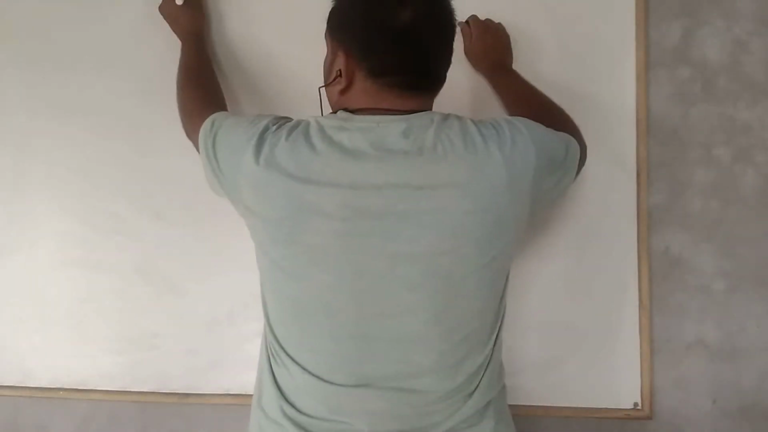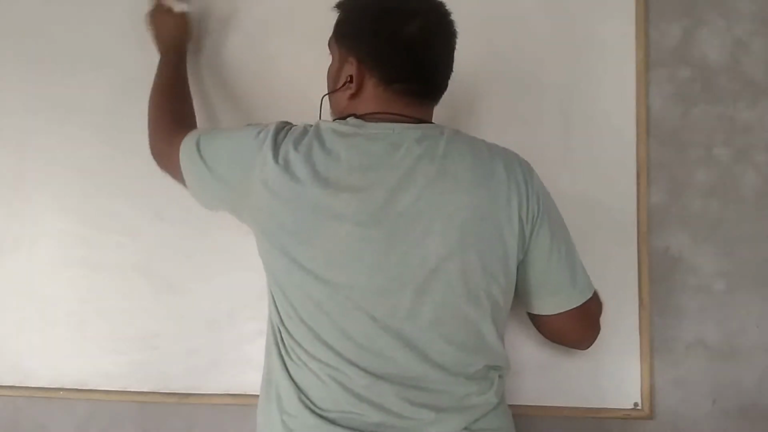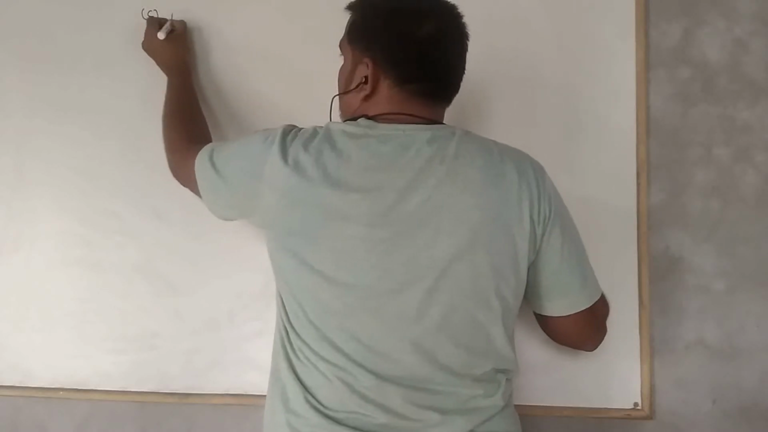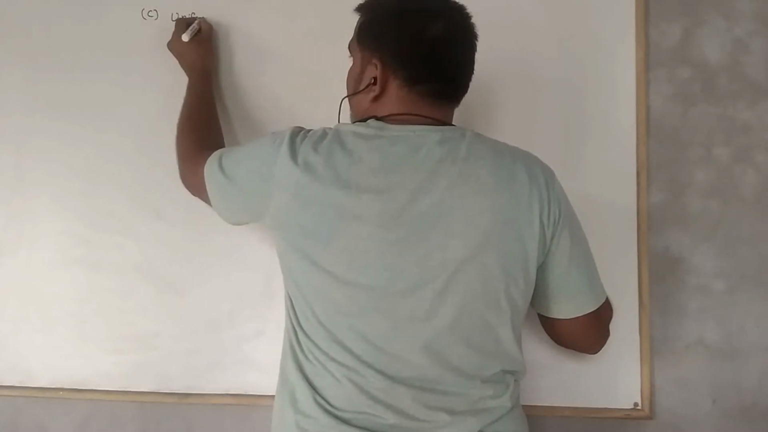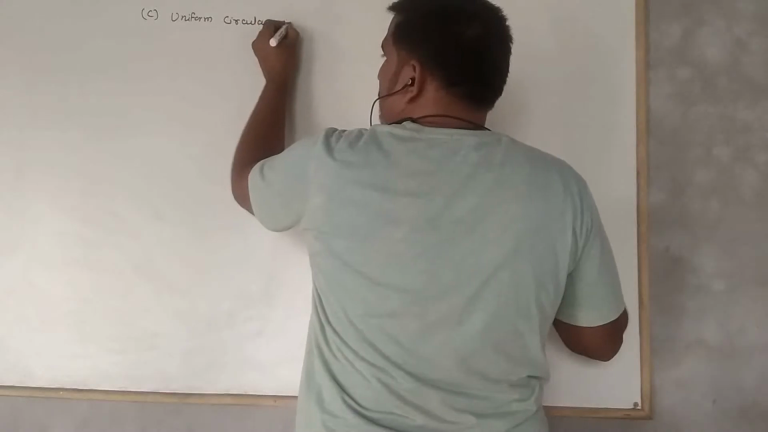Good morning, student. Today we are going to see a new exercise, exercise C, which is uniform circular motion. Okay, let's see C, uniform circular motion.